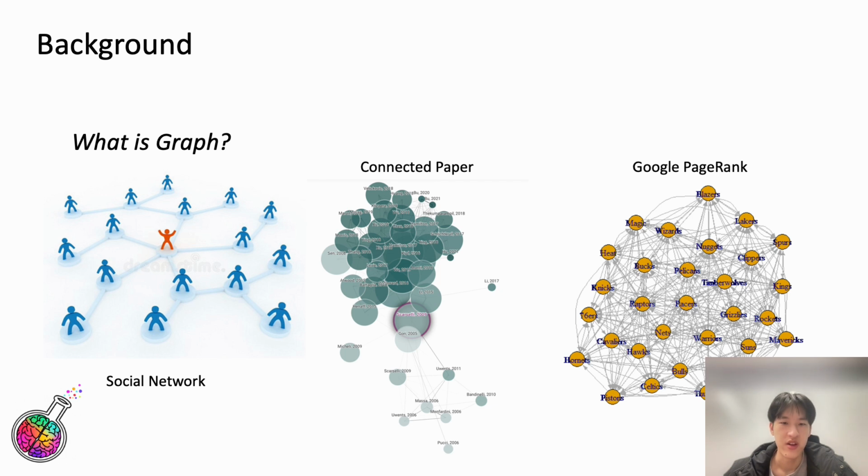And the last one is the most famous one. It is called Google PageRank, because Google wants to make recommendations to customers about Google pages. So they just model all of the pages as a graph and rank them. And according to this ranking, they will make recommendations to the customer.